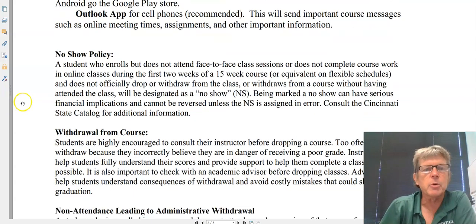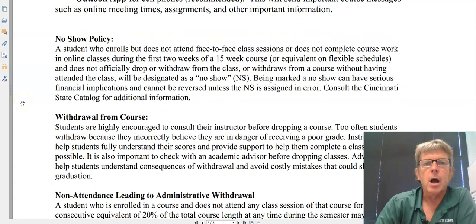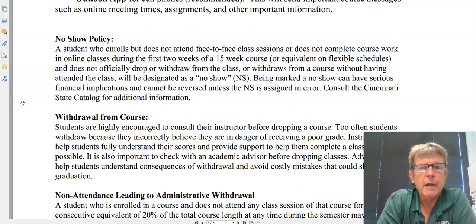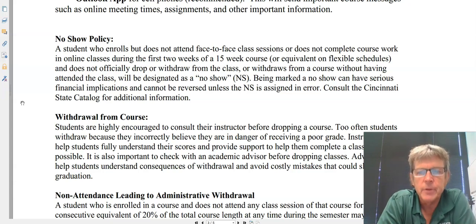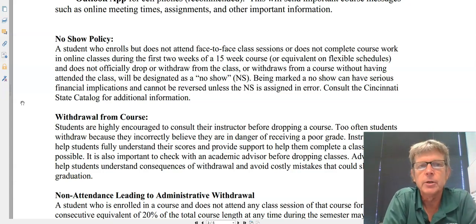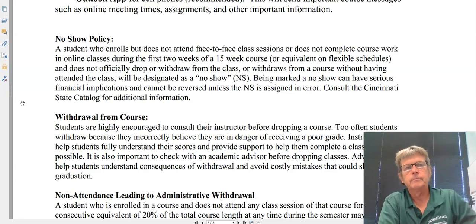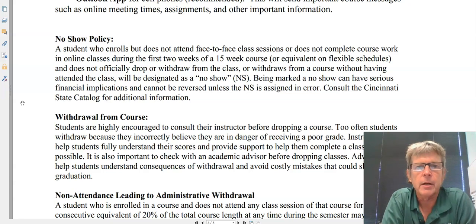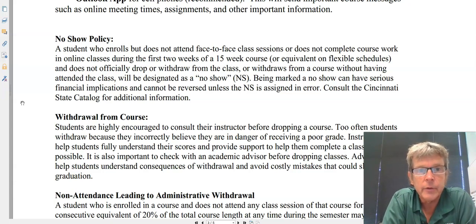Okay, let's talk about no-show. This is important stuff. Online class, you have to show up. You have to have activity in this course in the first 2 weeks, or Cincinnati State drops you from this course. If you don't turn in an assignment, you don't come online, you don't do an online meeting, you don't hand something in, you're dropped. So I'll try to follow up with anybody on that.